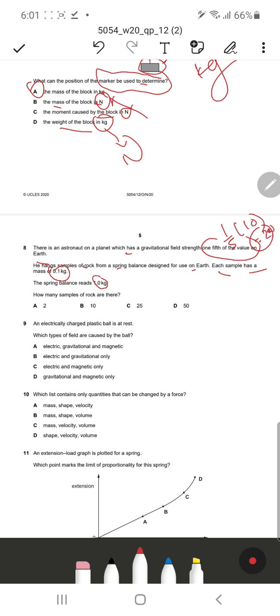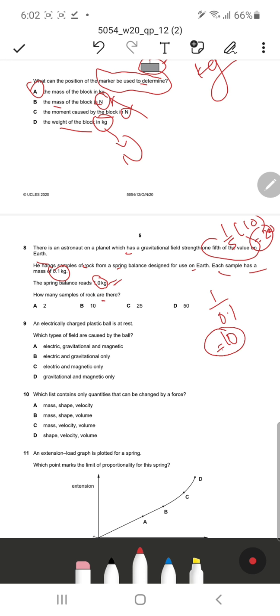The spring balance reads 1 kg. How many samples of rocks are there? So it says it measures 1 kilogram. How many rocks can there be? That's basically 1 divided by 0.1. So this gives us 10.